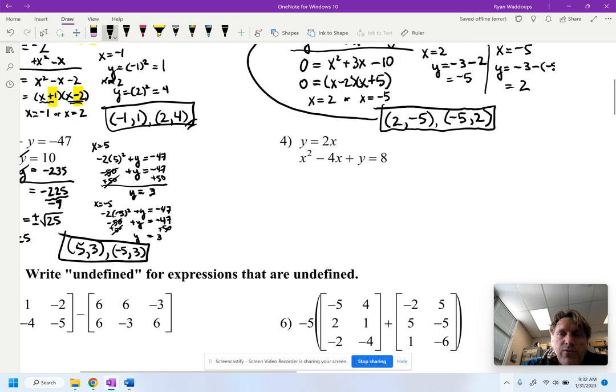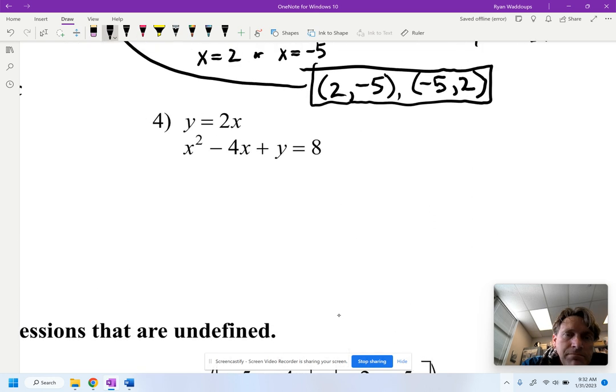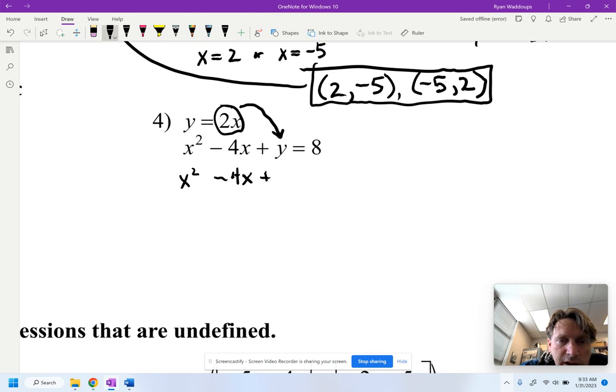All right, number 4. This one is solved for y, so it's a good candidate for substitution. So I'm going to put that 2x in for y on the other one, because y is equal to 2x. Then I can put 2x in here for y. So I've got x squared minus 4x plus 2x equals 8.